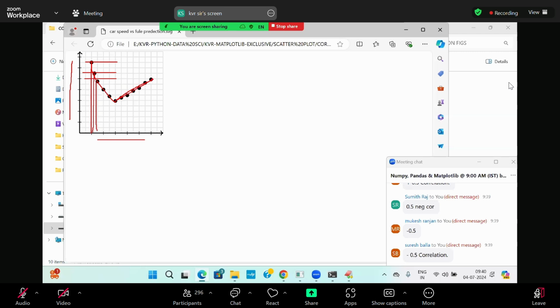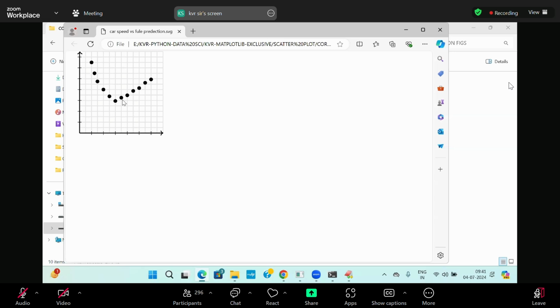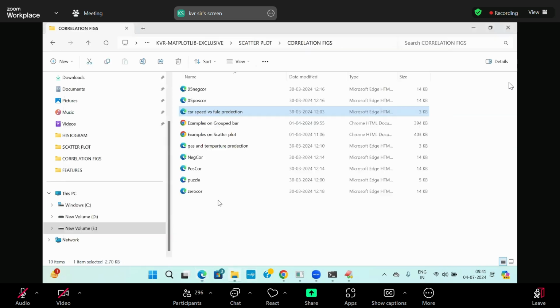Is it going to be called the economy rate or not? This is called which one? Negative. And this is called what? Which one is more here, negative or positive? Positive is less and negative is more. This can be considered as minus 0.5 correlation, or negative correlation, you can say. So more speed gives you more consumption. That's why average speed you have to maintain for the economy of fuel. This small diagram I am trying to show.